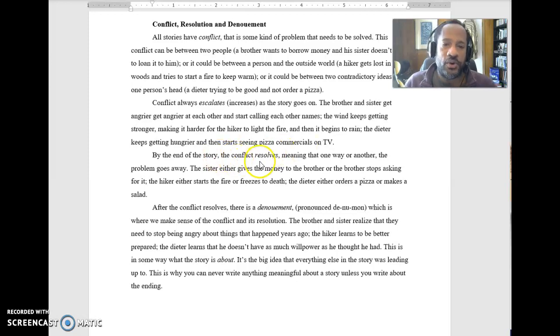By the end of the story, the conflict resolves, meaning that one way or another, the problem goes away. It's got to go away, right? The sister either gives the money to the brother or the brother stops asking. The hiker either starts a fire or freezes to death. Either the hiker wins and gets the fire, or nature wins and the person dies, right?